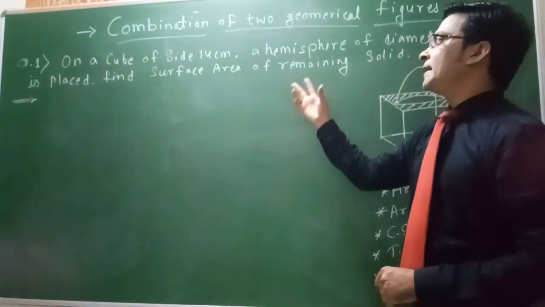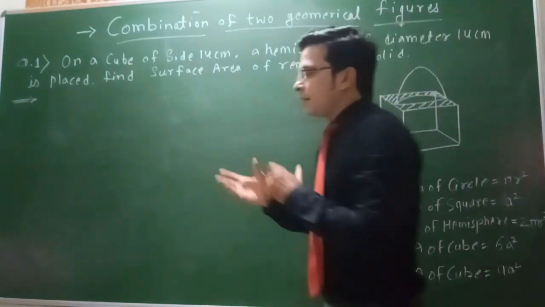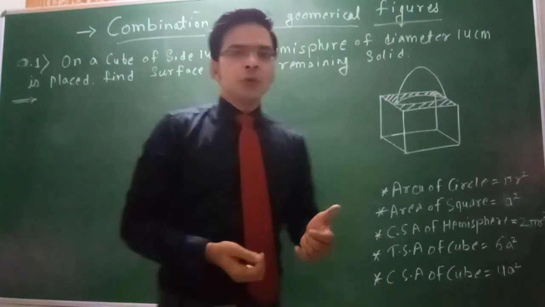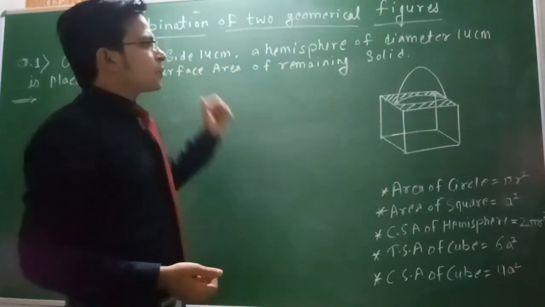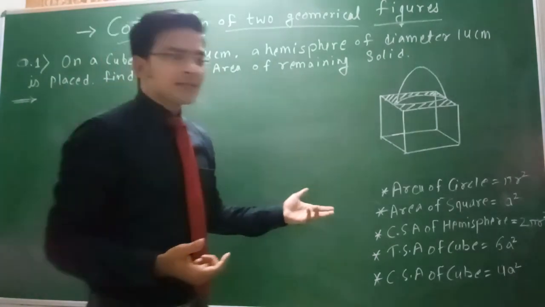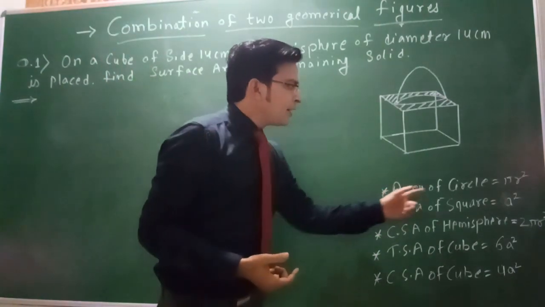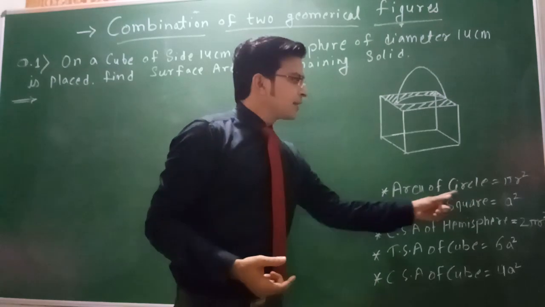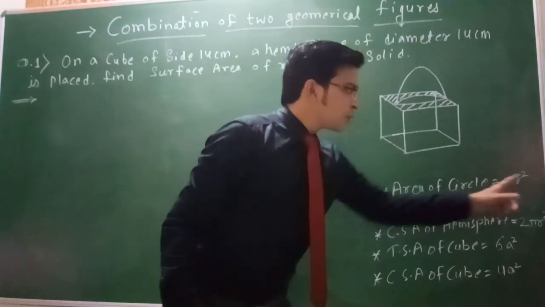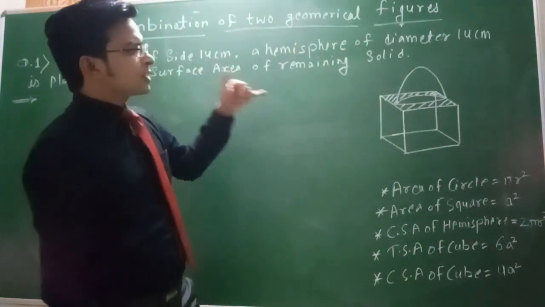So here is the question on the screen and we have to solve this question. Before solving it, let us understand which formula we have to use. In earlier classes we have studied the area of circle. Area of circle is equal to pi r square. We have to use this formula in this question.